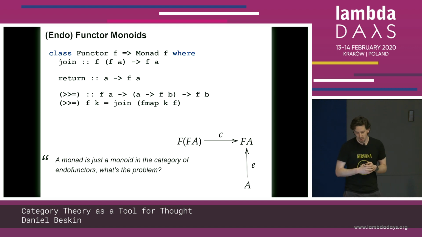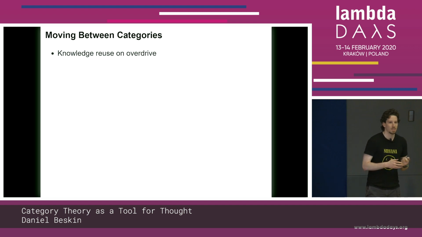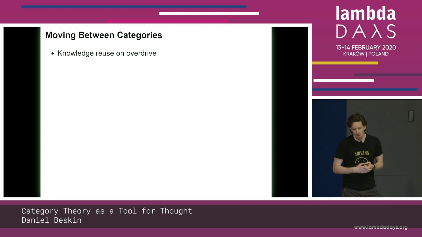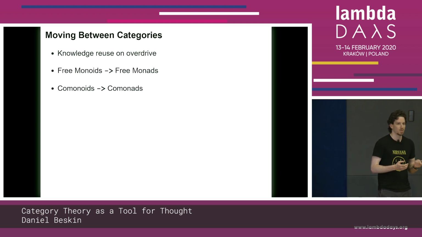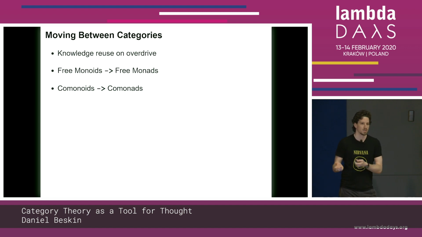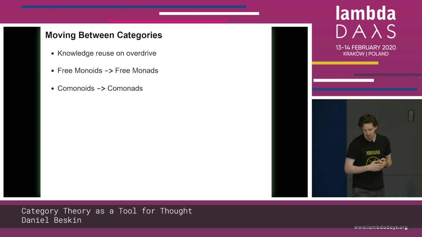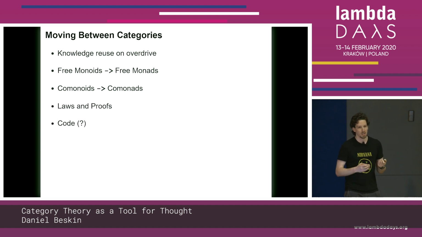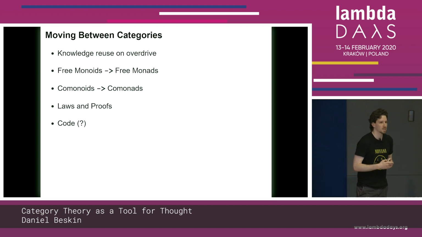More generally, generalization is knowledge reuse on overdrive. Everything we know about monoids, the regular monoids, we can reapply in the new context. If we know about free monoids, we now know about free monads. If we know about duality, we know that comonoids are, and we now rediscovered comonads. I didn't talk about them much here, but we have laws and proofs about various abstractions, and so we can reuse the same laws and proofs for the new abstraction that we just discovered.